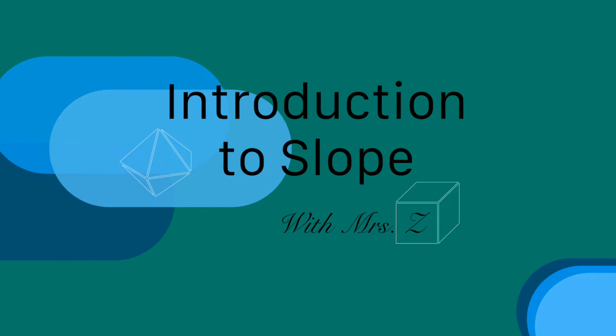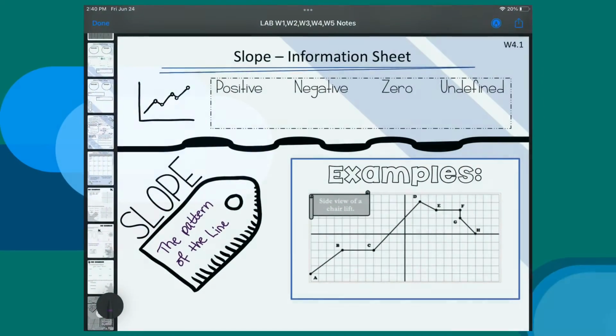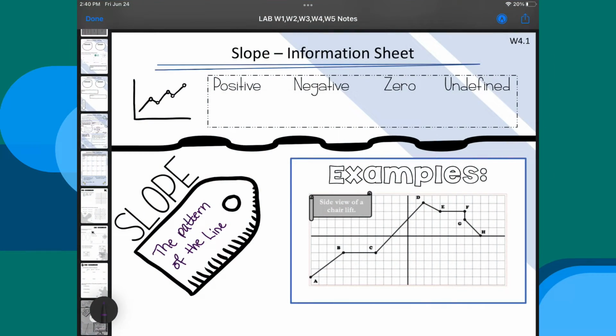Let's learn a little bit about slope. What is slope? Slope is the pattern or the movement of a line. Slope can be positive, and it would be going up. Slope could be negative, it could be going down. Slope could be 0, neither up or down, or slope can be undefined. And an undefined line would look like this.